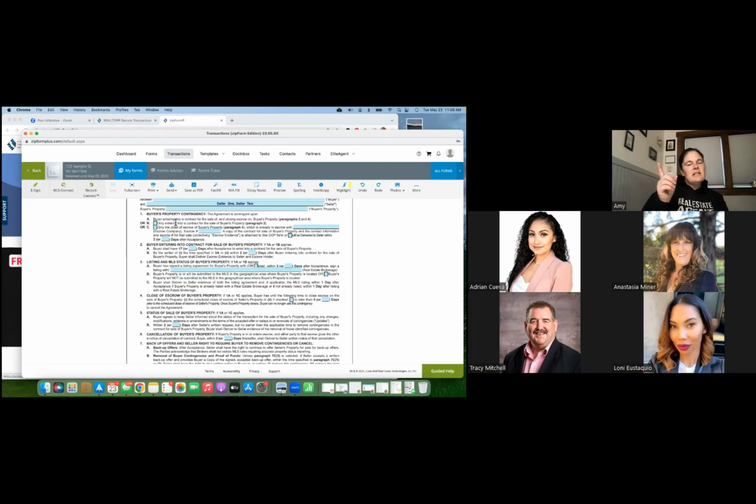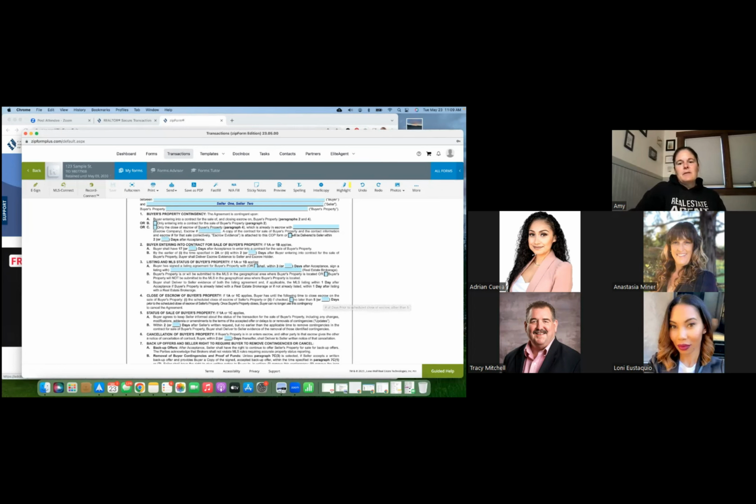They have the contingency to enter into contract, and they have the contingency for the sale of the property. The contingency for entering into contract is specified there in section 2. We talked about that. The contingency for the sale of the buyer's property is in section 4, which defaults to the buyer has until the following time to close escrow on the sale of buyer's property. Either the scheduled close of escrow of the seller's property, so they close on the same day, or no later than blank days prior to the scheduled close of escrow.